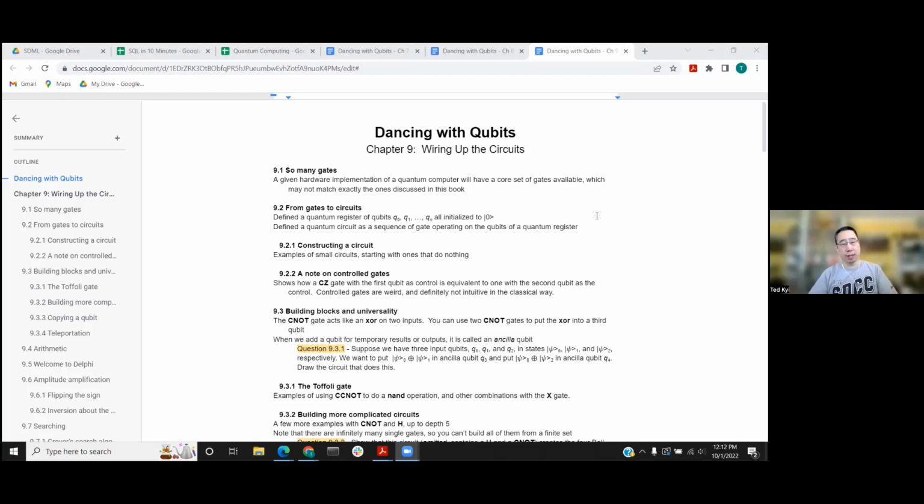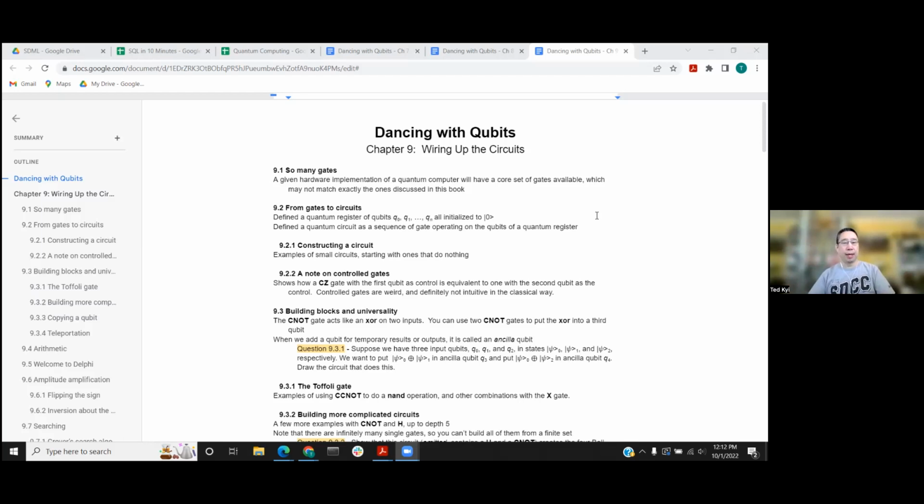And so 9.2.1, we can pause and see if there's any discussion there, but we're starting with some small circuits. So just some ones that do measurement, or a very small thing, flip one bit, identity operation, just to get people comfortable with things.